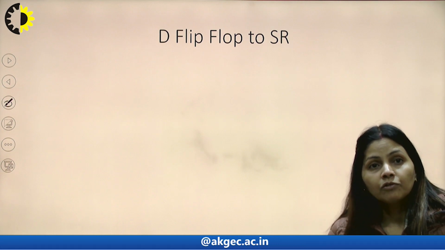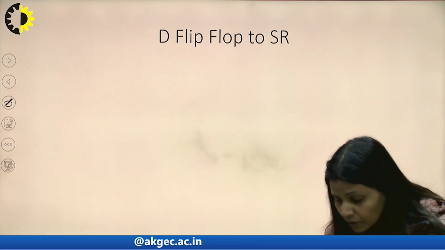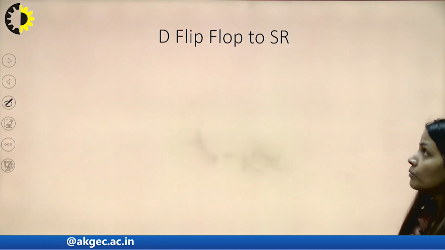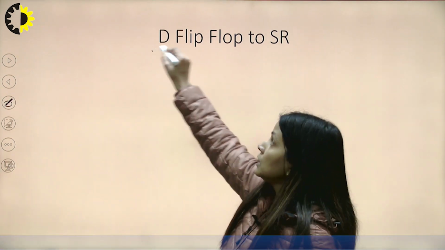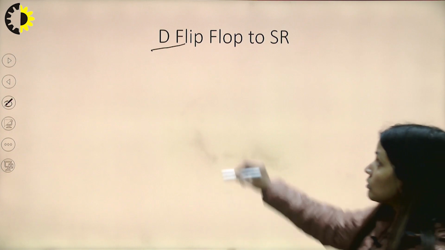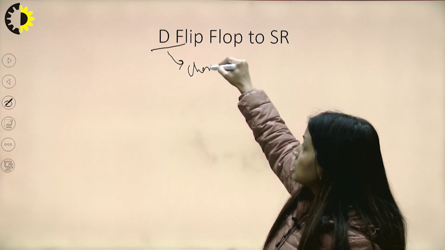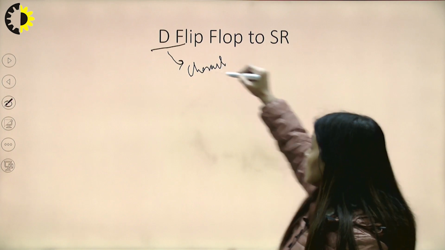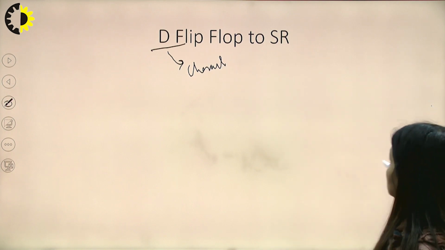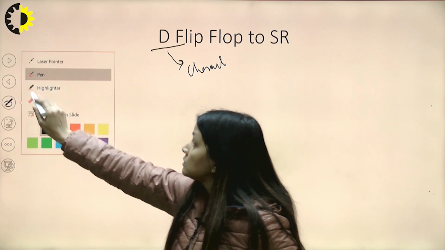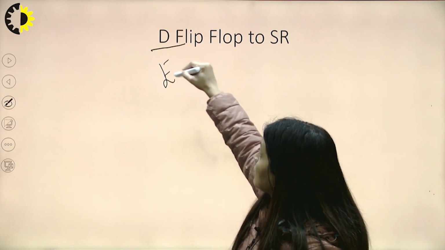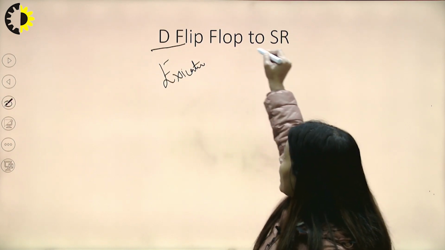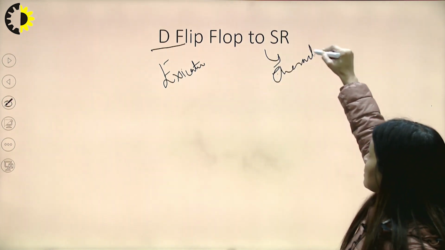Now let us consider one more example to make this understanding better. Let us convert D flip-flop to SR flip-flop. So for D flip-flop conversion to SR flip-flop, the procedure will be the same. We will start with D flip-flop. We will write the characteristic equation and excitation table for this D flip-flop, and the characteristic table for the SR flip-flop.